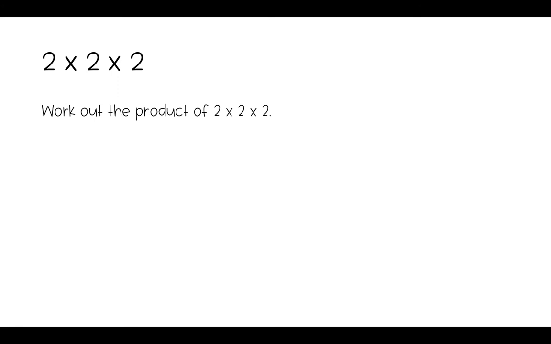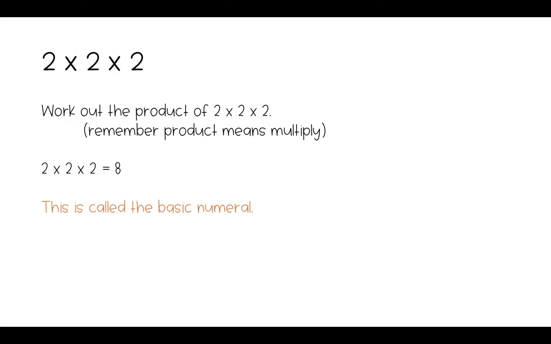So what I want us to do now is work out the product of 2 times 2 times 2. Now, product means multiply. So 2 times 2 times 2 equals 8, and we call this the basic numeral. Now, there's a reason I'm saying this to you, and it'll make sense in a minute.